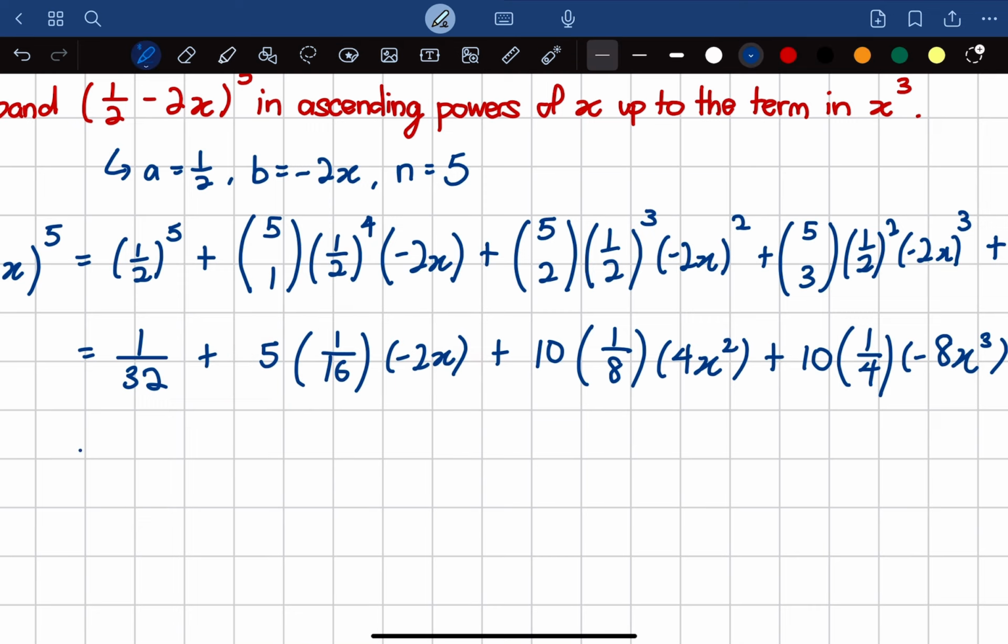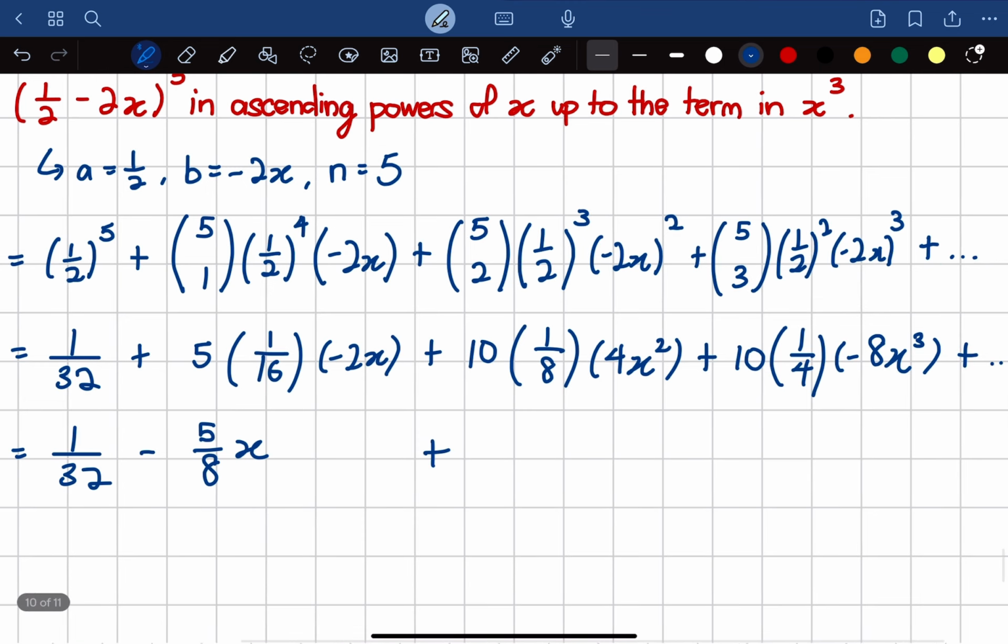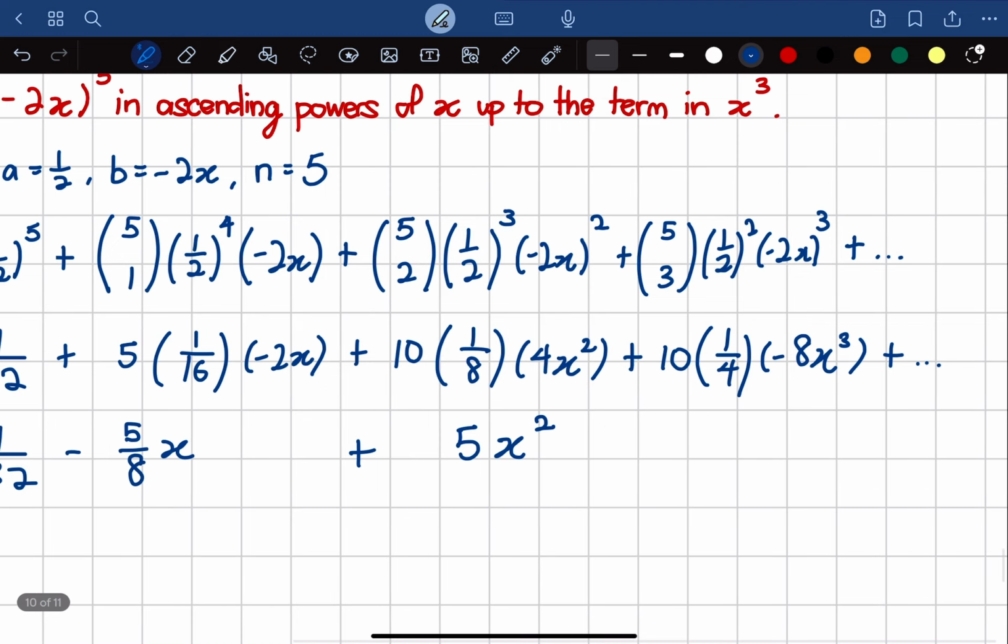So therefore this will be simply 1 over 32. Then over here the next one is 5 times 1 over 16 times negative 2. This will become minus 5 over 8x. Then plus, next one is 10 over 8 times 4, which will become 5x squared. Then the last one, I know that this is a minus sign, so this will become a minus sign here. This will be 10 over 4 times 8. And I'll get minus 20x cubed plus dot dot dot.